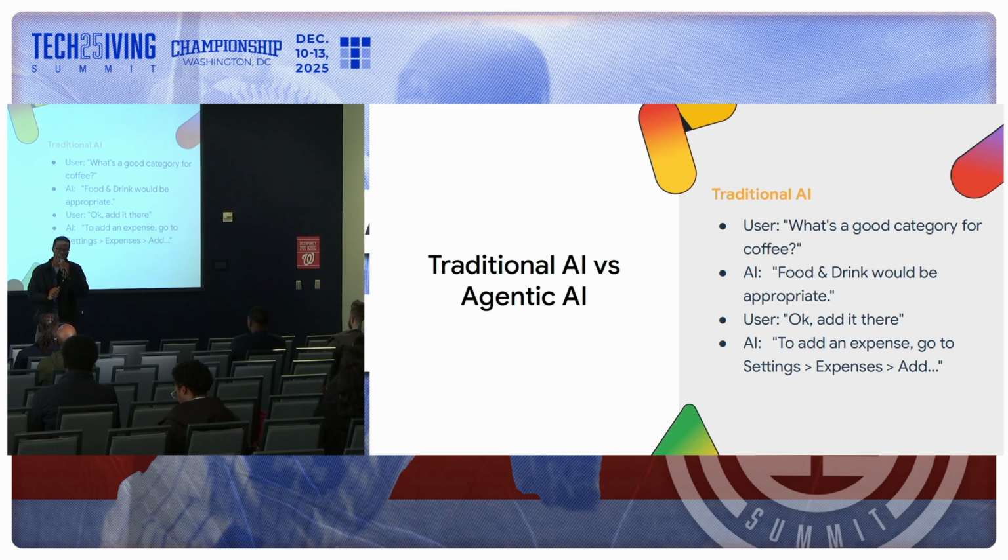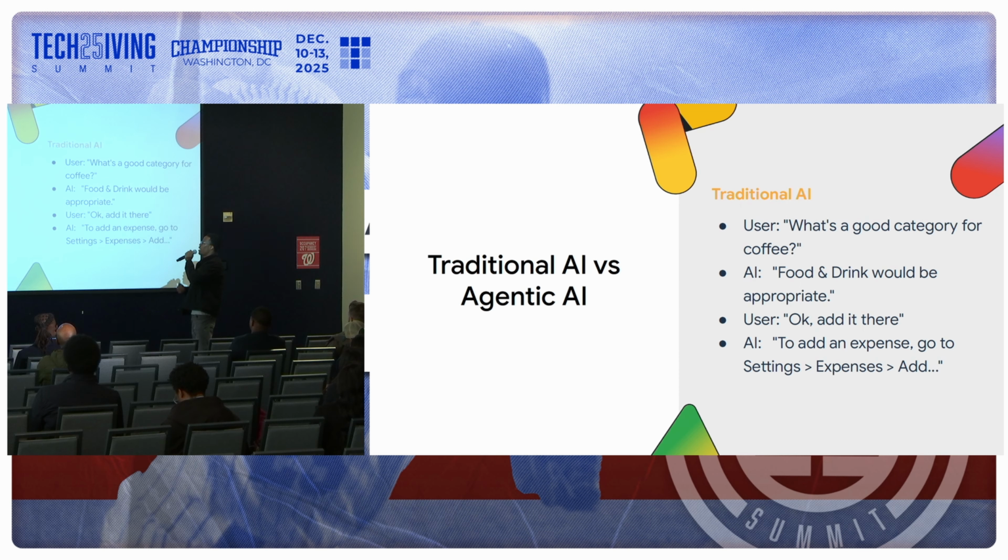So the AI we used to know, I call it traditional AI. And the new AI that we have now is the agentic AI. So let's see the two categories and the difference between both. So in the traditional AI era, we will say something like, hey, what's a good category for a coffee, right? So let's say, for our demo, for example, we want to build an AI expense tracker.